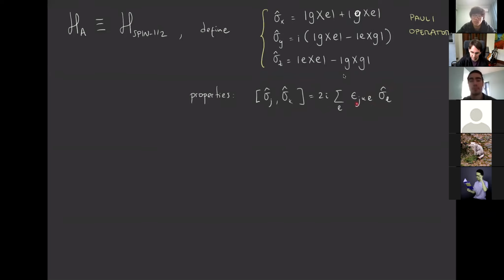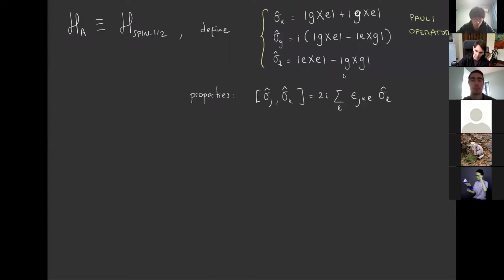This is usually called the Levi-Civita symbol or the Levi-Civita tensor. And this is the totally antisymmetric form with three indices. So this means that if you exchange any of the indices, then you get minus the same number, okay? I will not explain too much about it because you already know, but essentially this means that the commutator of sigma x, sigma y is equal to sigma z, okay? And then permutations of that with the sign of the permutation.